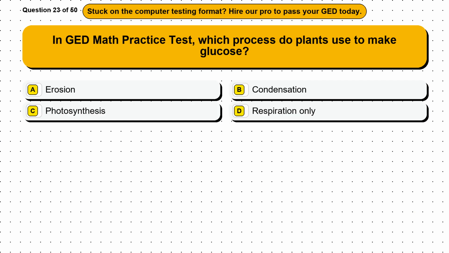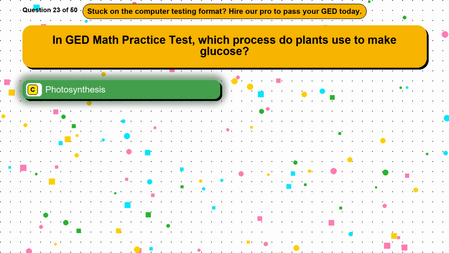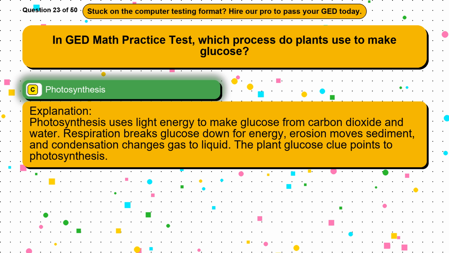Question 23. In GED Math Practice Test, which process do plants use to make glucose? Option A erosion. Option B condensation. Option C photosynthesis. Option D respiration only. The correct answer is option C. Photosynthesis. Photosynthesis uses light energy to make glucose from carbon dioxide and water. Respiration breaks glucose down for energy, erosion moves sediment, and condensation changes gas to liquid. The plant glucose clue points to photosynthesis.